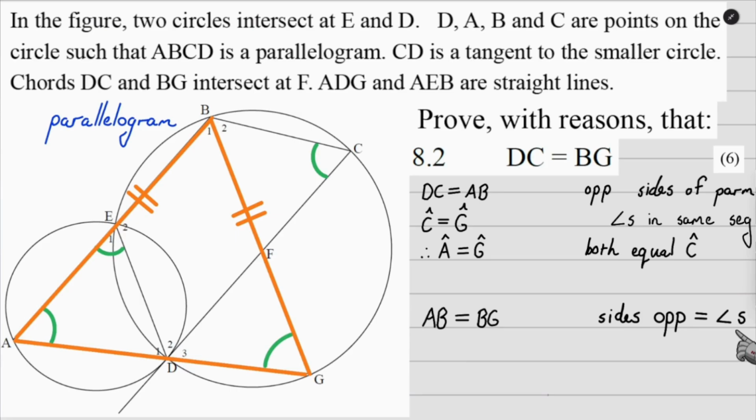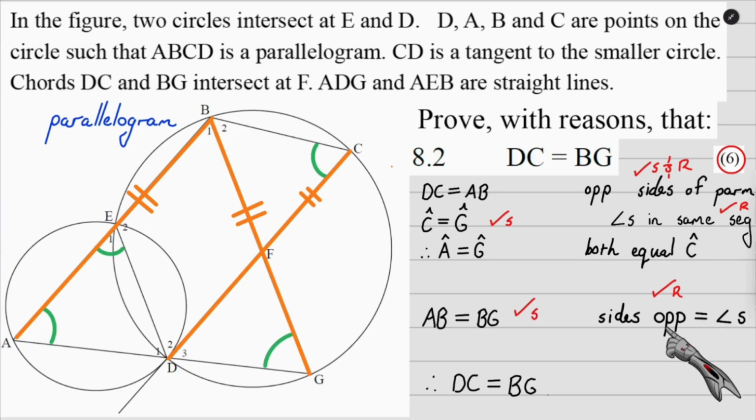Now we're almost there. Can you see that AB is equal to BG? And AB is also equal to DC. So it stands to reason that DC must be equal to BG. All three of the sides have the same length. And we have officially waxed this question.